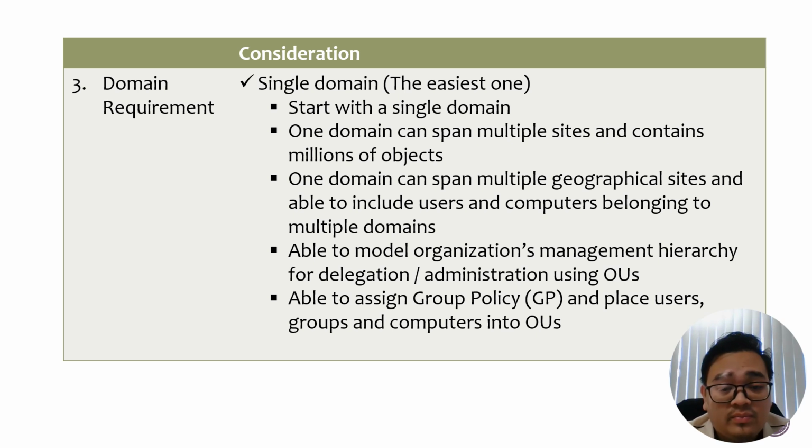So for the domain requirement, there is the single domain, the easiest one, where you start with a single domain. One domain can span multiple sites and contain millions of objects, and one domain can span multiple geographical sites and include users and computers, able to model the organization's management hierarchy for delegation of administration using the organization units, and able to assign group policy, in terms of GP, and place users, groups, and computers into the organization units.